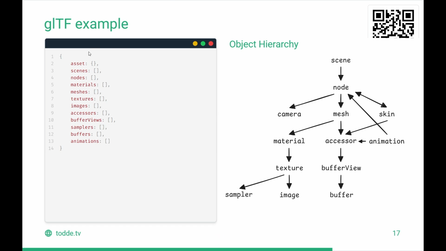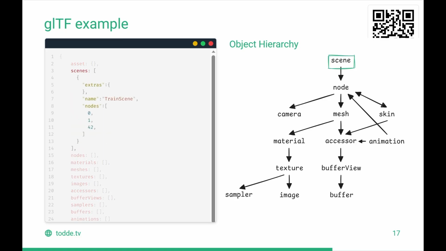And on the first level of the GLTF file, you have all these keys like the scene, the nodes, the materials. And all of these are arrays. Okay, so on the most top level, we have the scene, for example, the train scene we saw earlier. So we have one object inside our array. This is called with the name the train scene, and it has nodes.